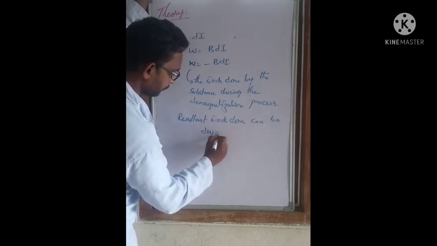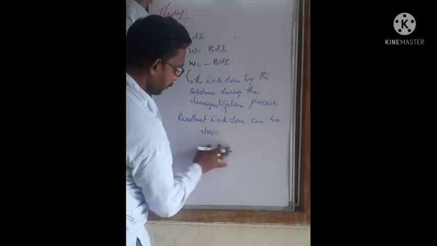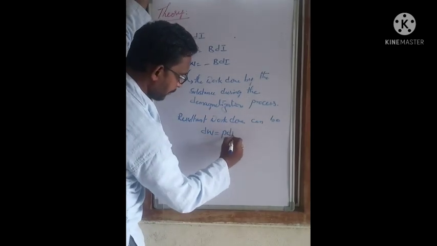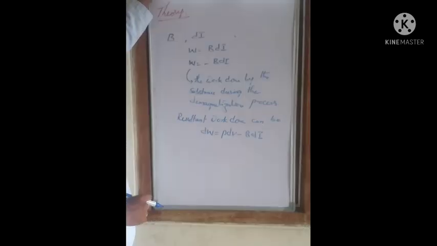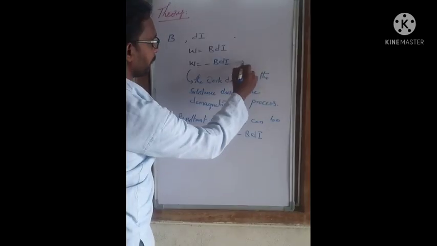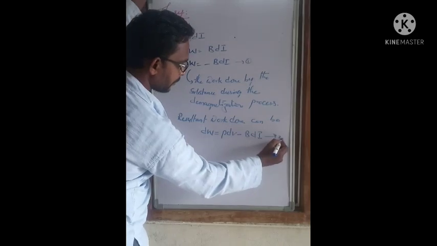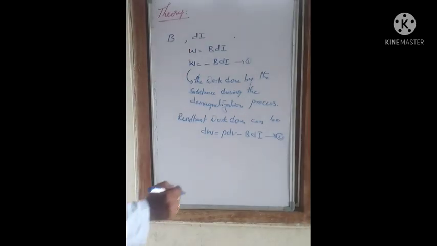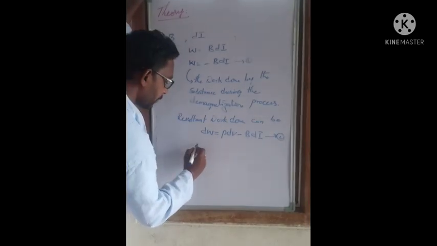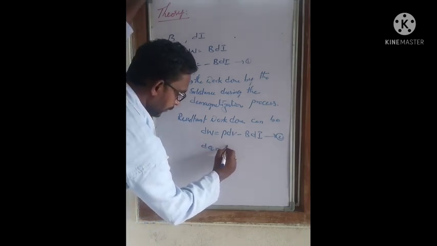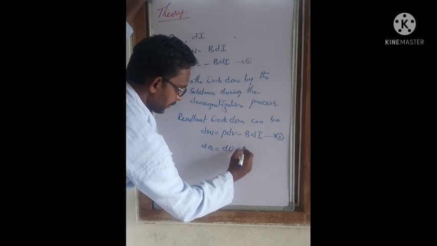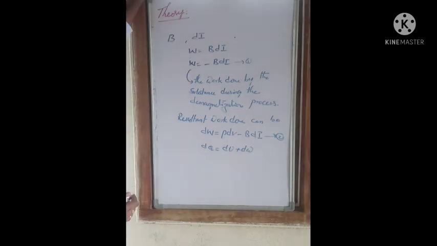dW is equal to P dV minus B dI. This is equation number 1 and this is equation number 2. Also, according to the thermodynamic first law, we know that dQ equals dU plus dW. We know this very well.